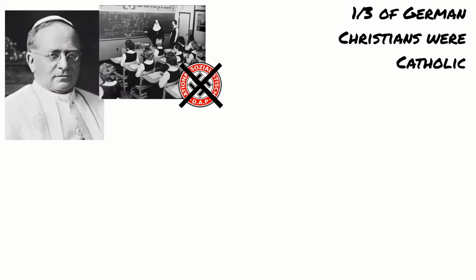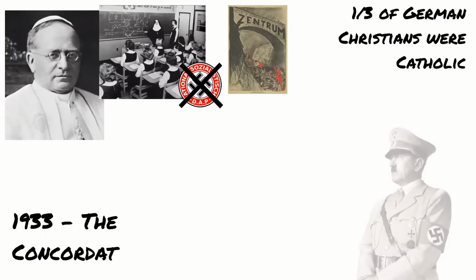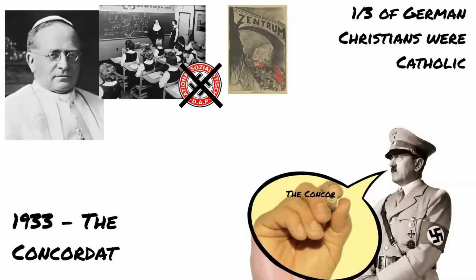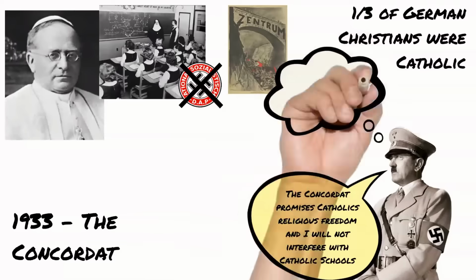At first, mainly to secure the vote of the Catholic Centre Party in July 1933, Hitler drew up a Concordat, or agreement, with the Pope. In the Concordat, Hitler promised to allow Catholics to worship freely and allow Catholic schools to continue to teach their own curriculum. However, Hitler did not keep these promises.